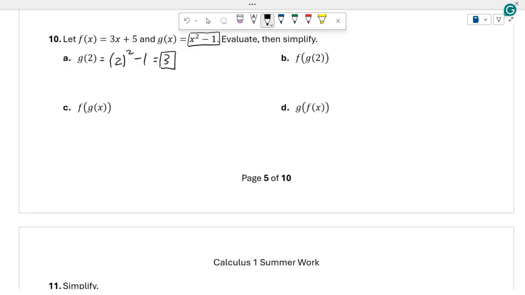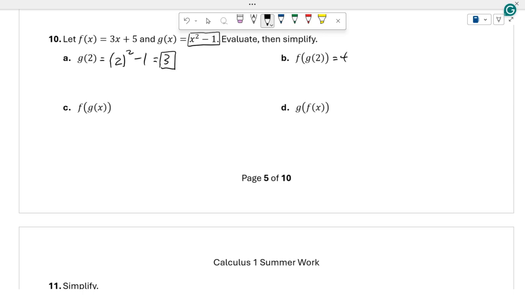10b is a composition of functions. This one involves both f and g. The way that we say 10b is f of g of 2. The g function is inside the f function, and the way that we can evaluate this is we're going to work from the inside out.